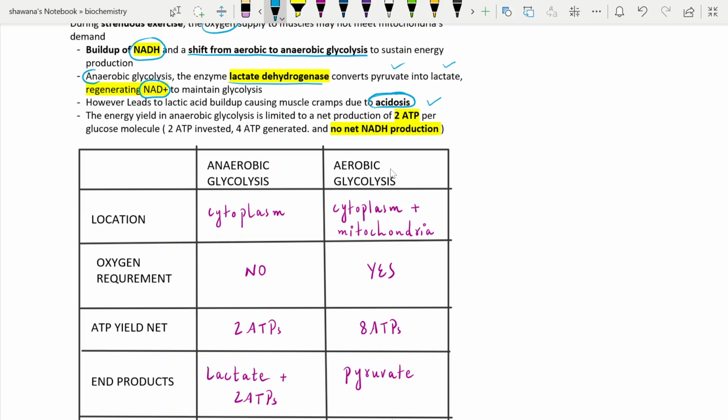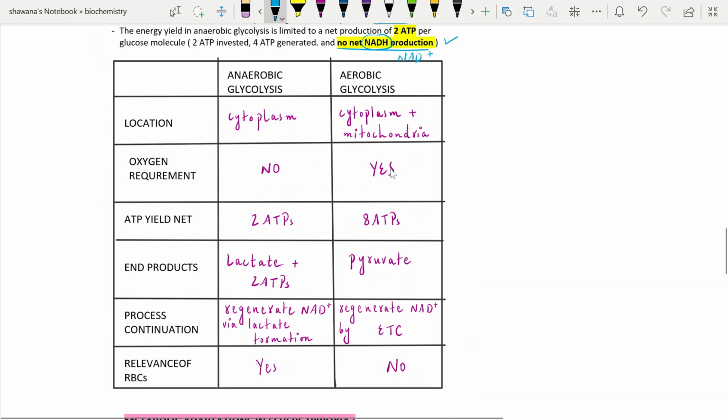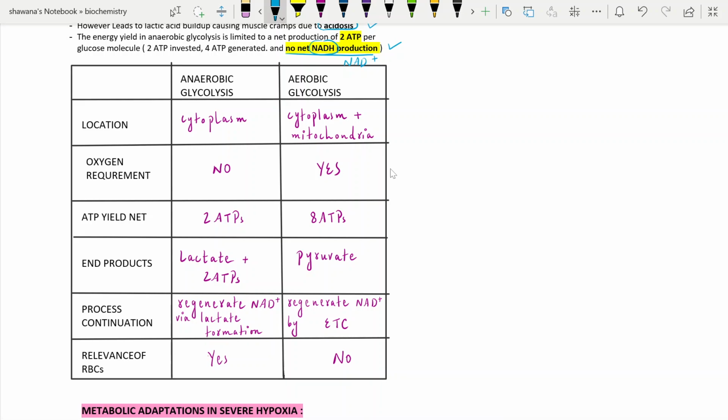Anaerobic glycolysis yields 2 ATP, but there is no net production of NADH. Why is there no net production of NADH? Because that NADH is used for regeneration of NAD positive. So net production of NADH would be zero. There is some difference between aerobic and anaerobic glycolysis. First of all, location. Aerobic will have cytoplasm as well as mitochondria, but anaerobic is only going to occur in the cytoplasm because there is no involvement of mitochondria.